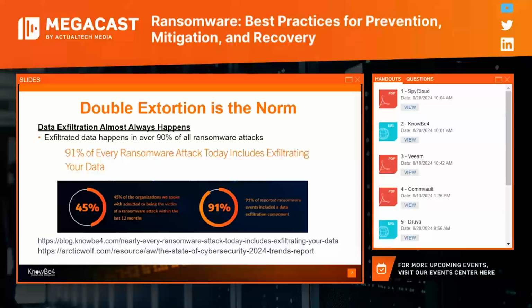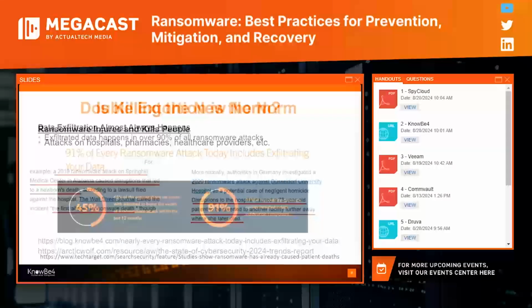Over the next year or two, it just kept ramping up the percentage of ransomware attacks that exfiltrated data. Now it's 91% of every ransomware attack today includes exfiltrating your data. That means that a data backup alone doesn't help you, because they're taking that data and threatening you with it. So it is the rare ransomware attack that doesn't exfiltrate your data first and use that as part of the threat.